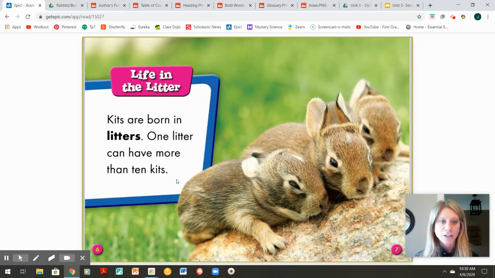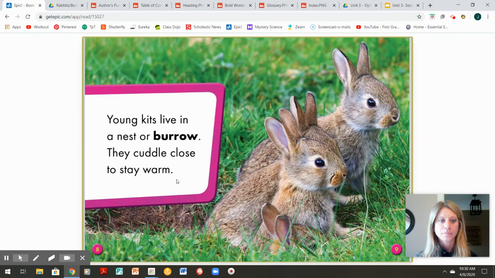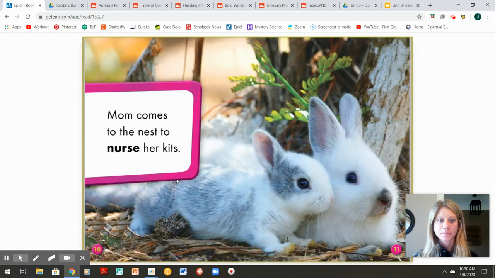Life in the litter. Kits are born in litters. One litter can have more than 10 kits. Young kits live in a nest or a burrow. They cuddle close to stay warm. Mom comes to the nest to nurse her kits.